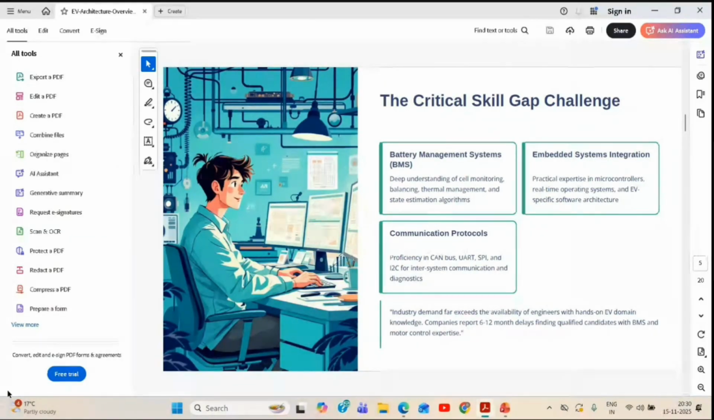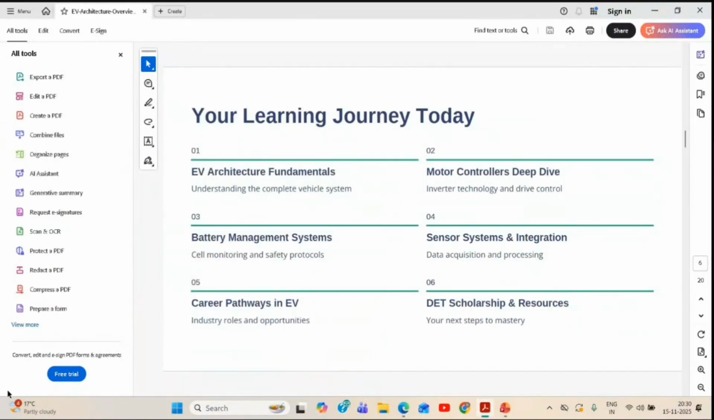Now let us move forward. In this session, first of all, we'll see some basics of what EV architecture is. I will not go deep, I will just give an overview, and we'll see what the different components used in EV are and how these are different from IC.